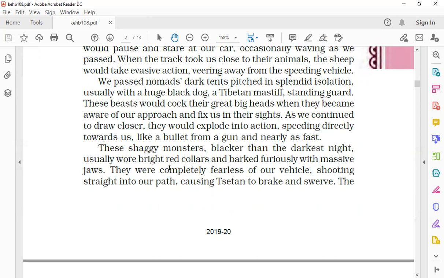So, Seaton ko jab wo dogs jo hain unki car ki taraf seedhe chale aa rahe the, Seaton ko suddenly brake apply karni padti hai aur direction change karna padta hai. Swerve means to turn, to change direction.